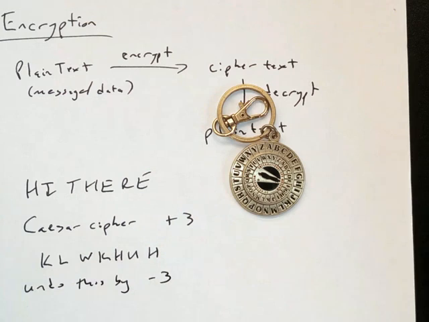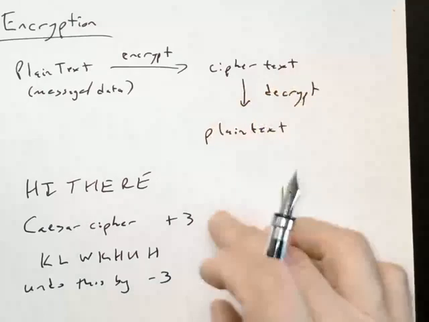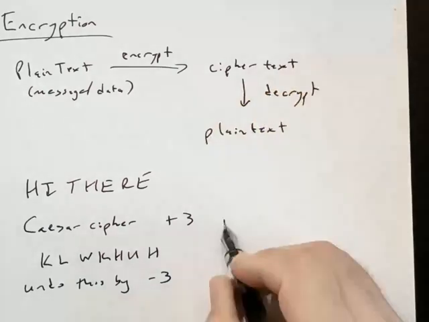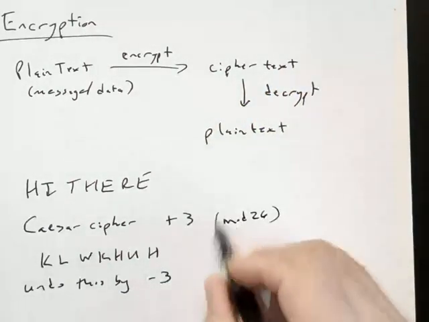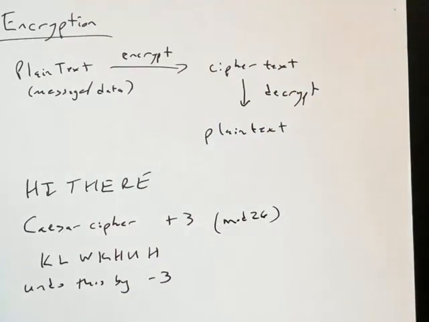This is the simplest encryption shift we have. And if we do it in numbers, we can think of doing this addition and subtraction mod 26, because the alphabet wraps around.